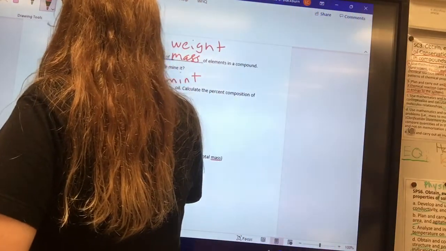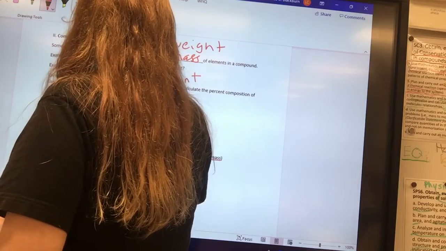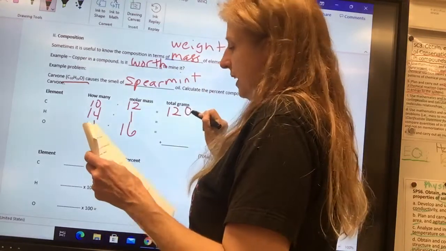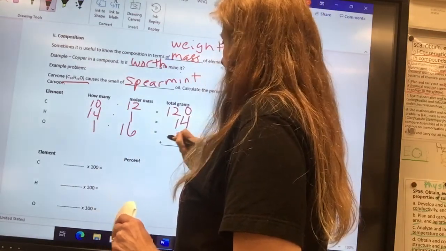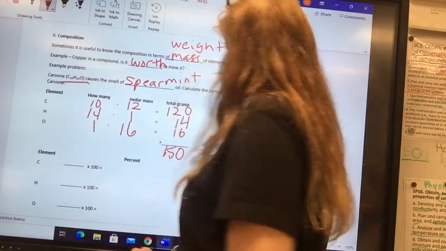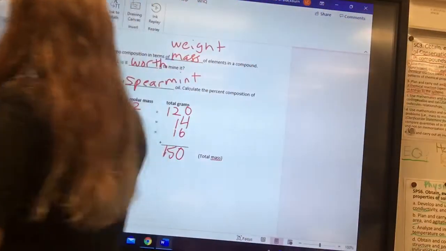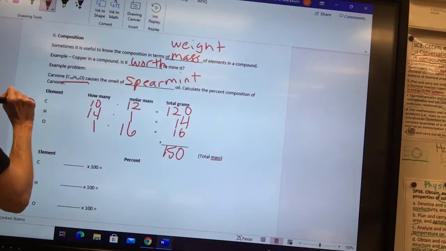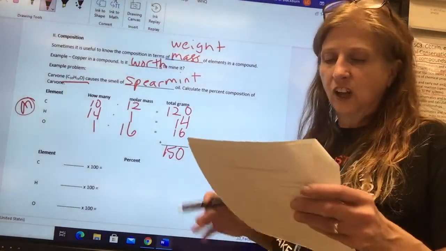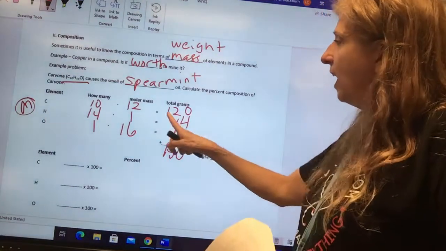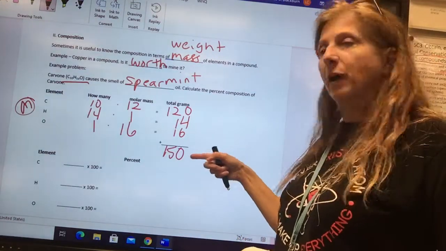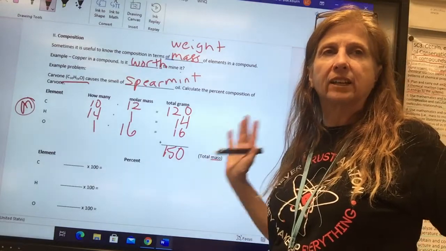So this is just like what we did in the last problem. And I multiply them out, and I get 120, 14, and 16. You add them up, and it's 150 is our total molar mass. So all this is, everybody put a little M&M there. That's just our regular molar mass that you did for the last test. Okay, but then what you do is you take the molar mass of each part, and we're going to divide it by the total, and that's going to give us the percent of each part.